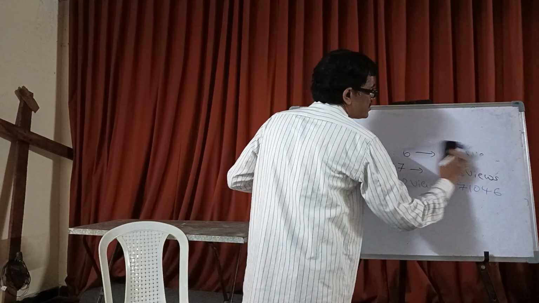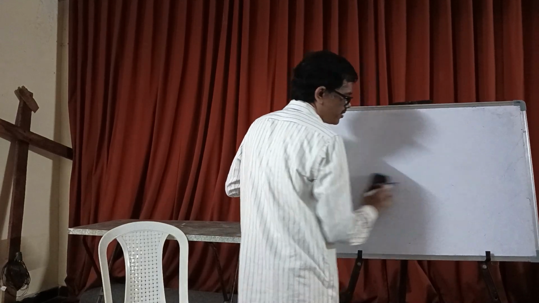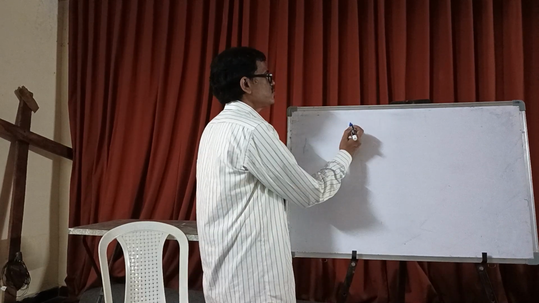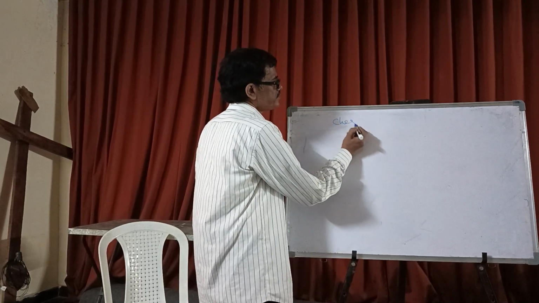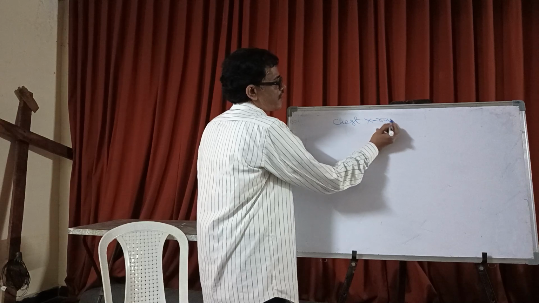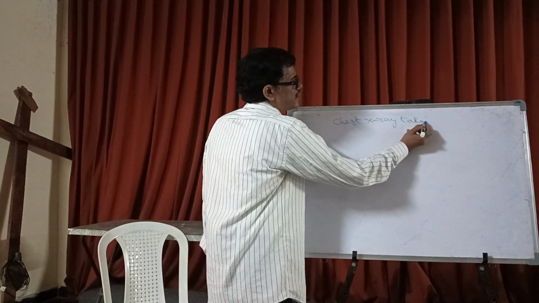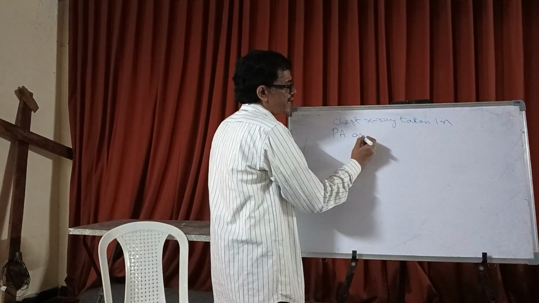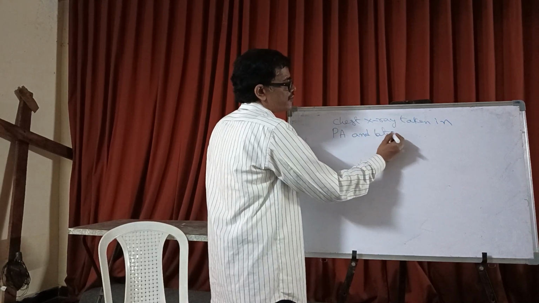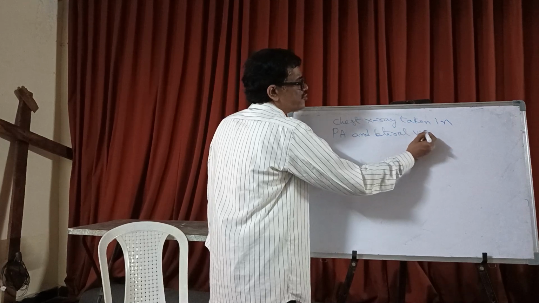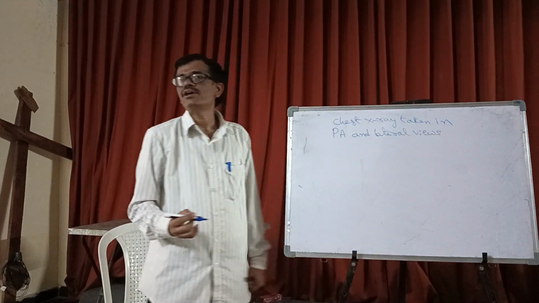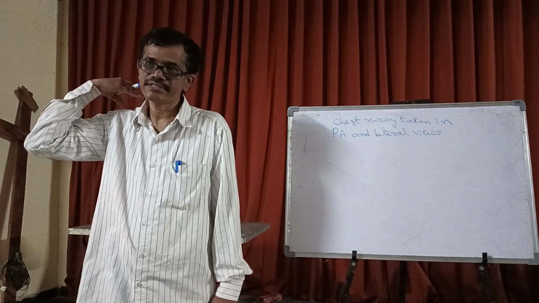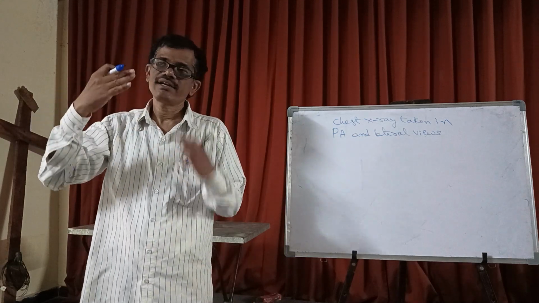So the chest X-ray is taken in PA and lateral views. You have to count the number of views. They won't give you the number of views. What is PA view? Posterior, anterior. Behind the body, they pass the X-ray radiations and collect in the front.